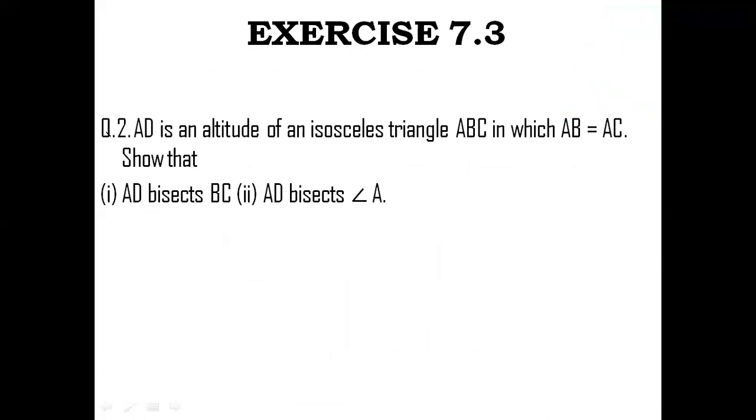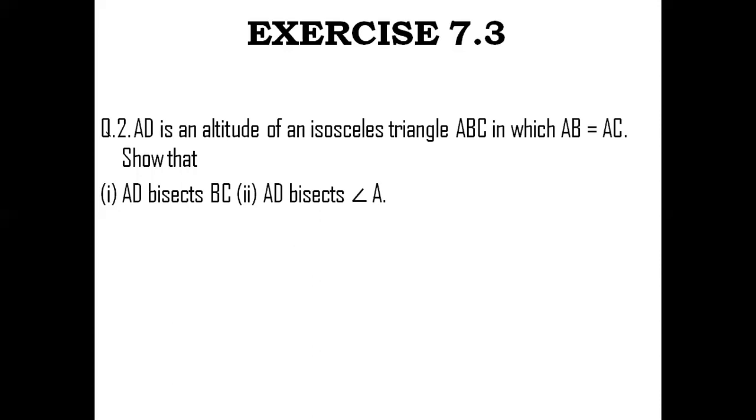Now let us get into question number 2 of exercise 7.3. Question number 2 says that AD is an altitude of an isosceles triangle ABC in which AB is equal to AC. So here there is no figure given, but it has been mentioned in the question that AD is an altitude of an isosceles triangle ABC. How is it isosceles? Wherein AB is equal to AC. We have been asked to prove that first AD bisects BC and AD bisects angle A.